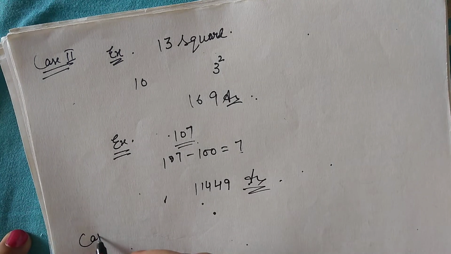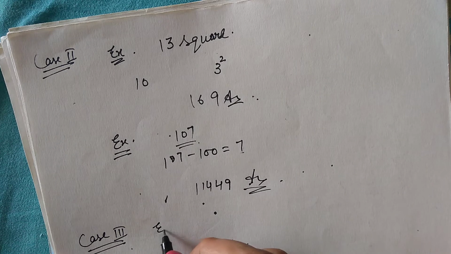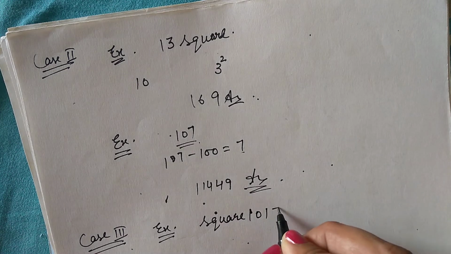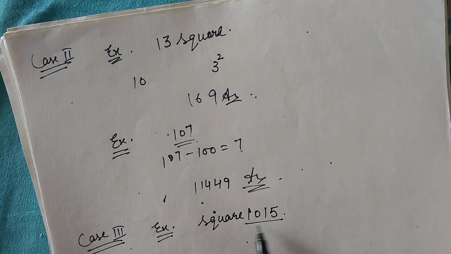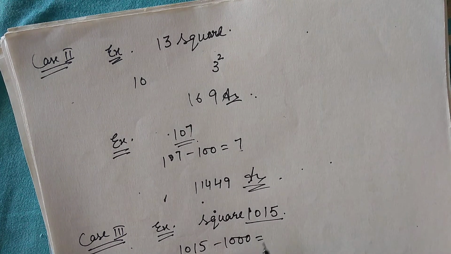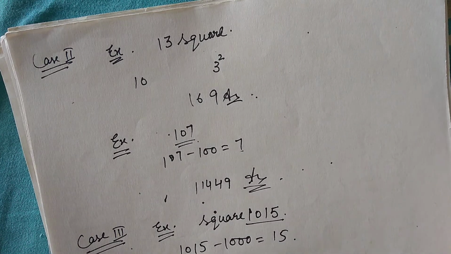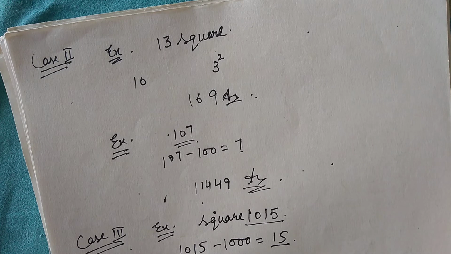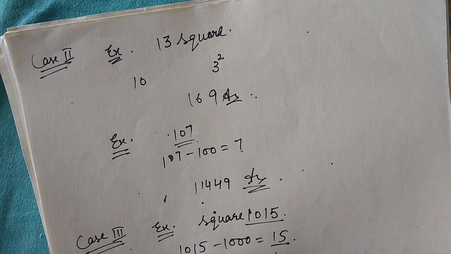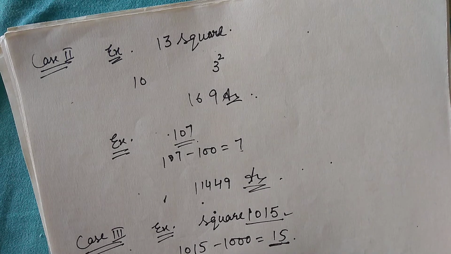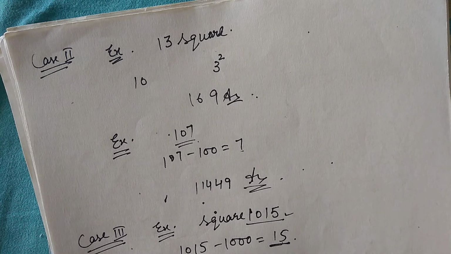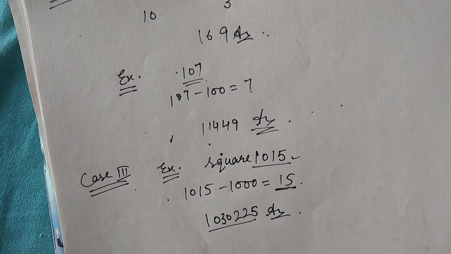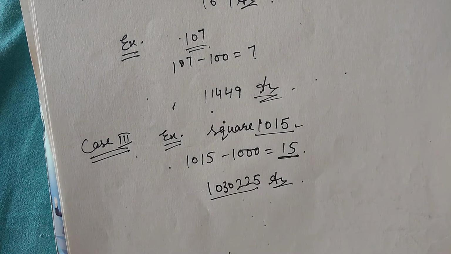We take another example for base 1000. If we find the square of 1015, this is our number, and how much is it greater than our base 1000? That is 15, and on the right hand side we just square this number, 15 square, 225, and on the left hand side we just add the exact number and the surplus value, 1030. That is our answer.